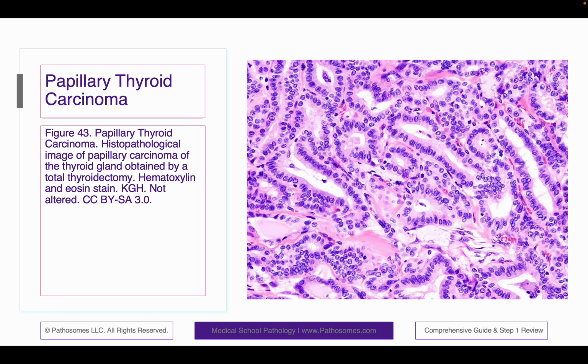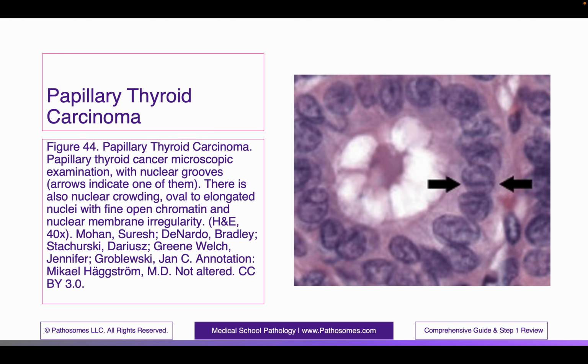And here we have a micrograph showing a histopathologic image of papillary carcinoma of the thyroid gland that was obtained by a total thyroidectomy. And these arrows are pointing at the nuclear grooves, right? You classically see those.